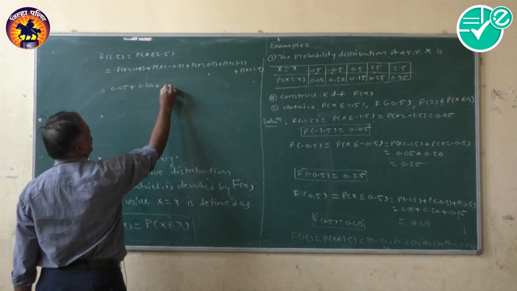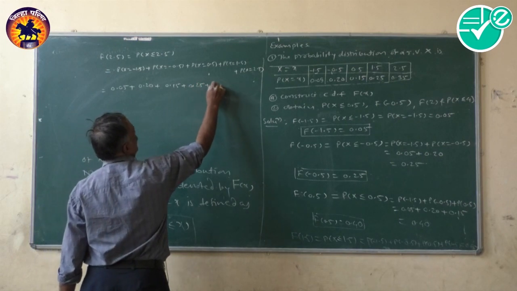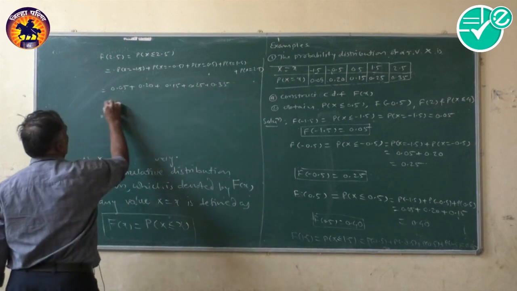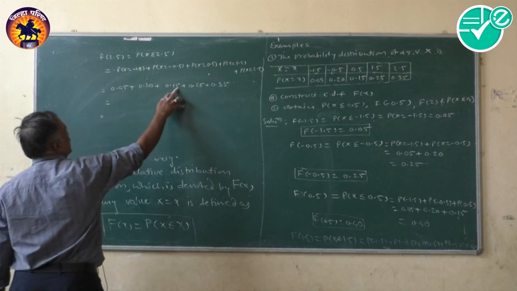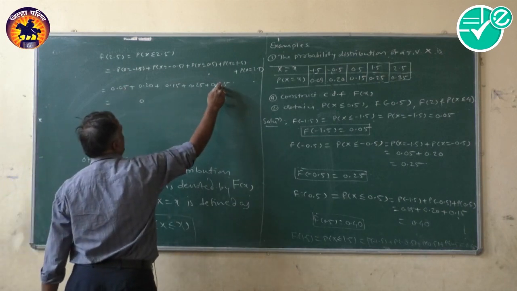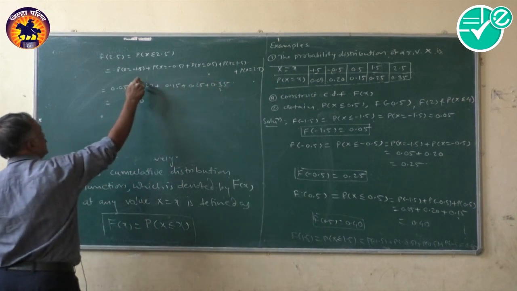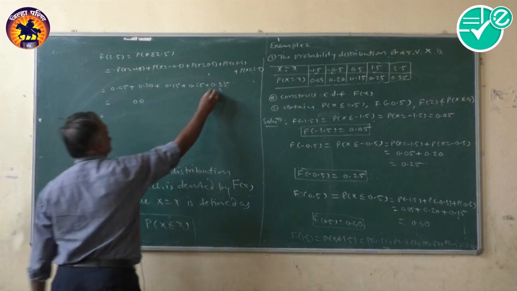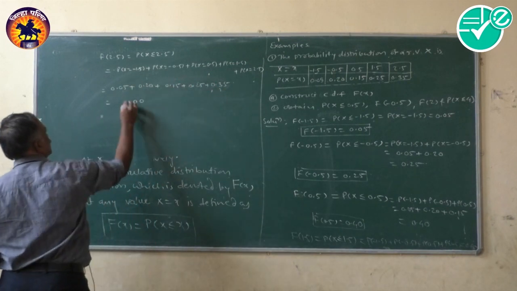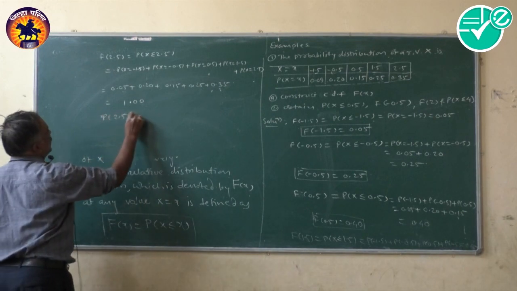0.05 plus 0.20 plus 0.15 plus 0.25 plus 0.35. Adding all these, 5 plus 5, 10, 10 plus 5, 15, 15 plus 5, 20, carries 2. 3 plus 2, that gives us 5. 5 plus 2, 7, 8, 9, 10, 0, carries 1, 1. So that is definitely equal to 1. So the probability at 2.5 must be equal to 1.